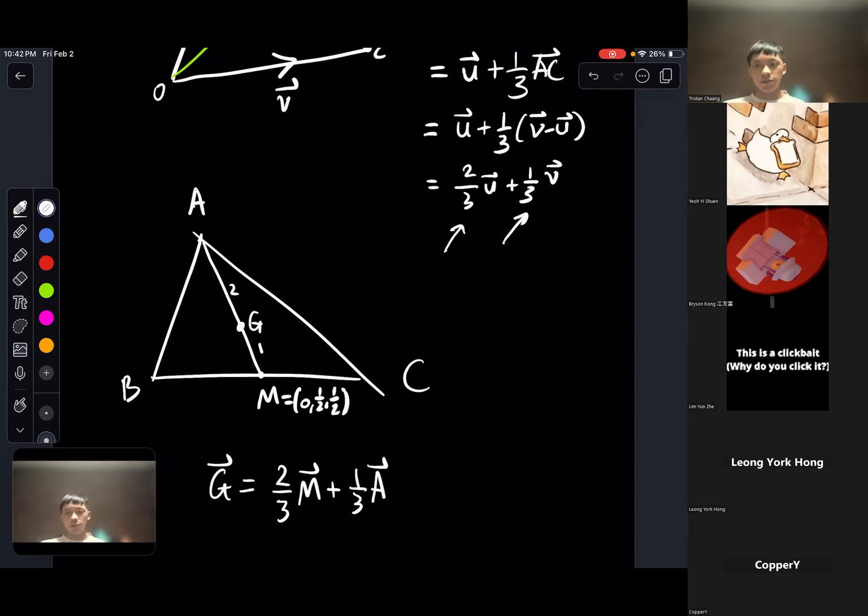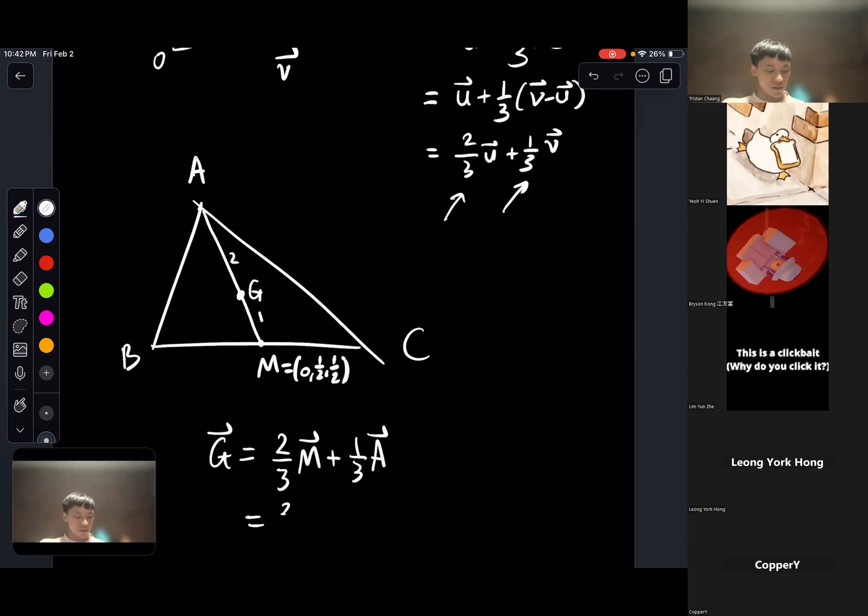A quick way to remember which one goes to which coefficient is that the closer one must have a larger number, because it has more weightage. It's like a weighted average. The one with the larger weight will be weighed more, will be more prioritized, and will be closer to that point. You can think of it this way.